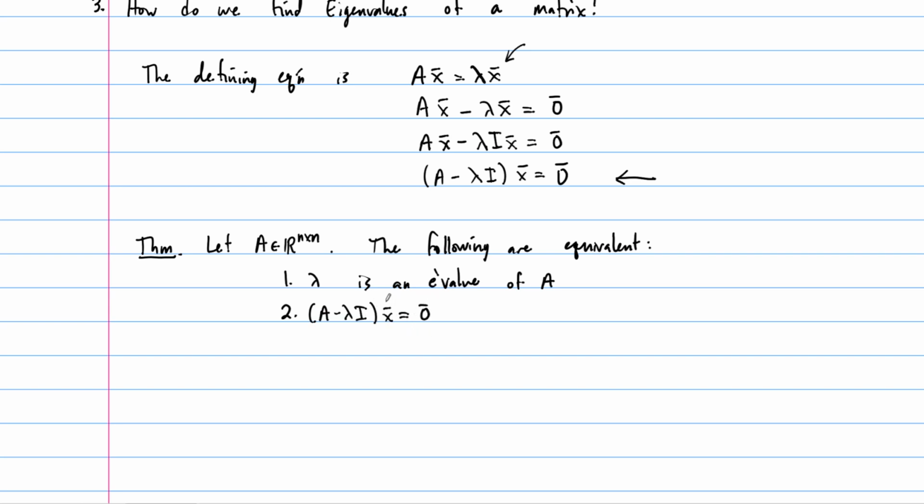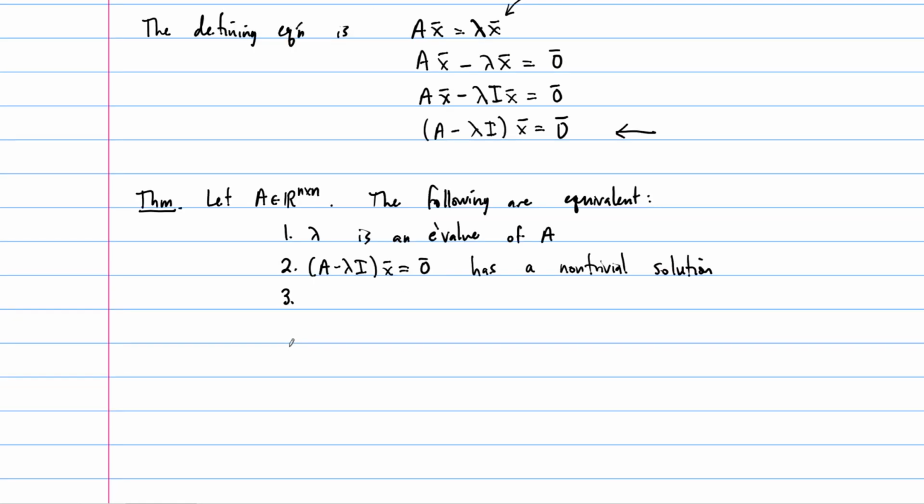But remember, this x has to be non-zero, right? So we can say it this way. This equation has a non-trivial, non-zero solution. All right, so there's a non-zero solution to that equation. Another way to say this is that the null space of this matrix A minus lambda I is also non-trivial. It contains a non-zero vector, right? So the null space of A minus lambda I is non-trivial. It's not equal to the 0 vector.